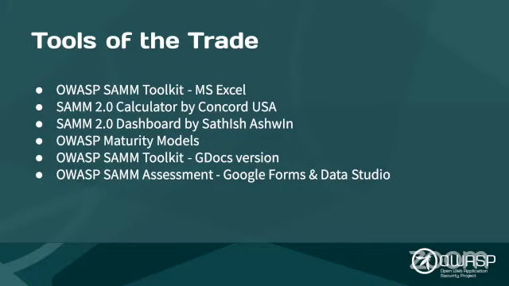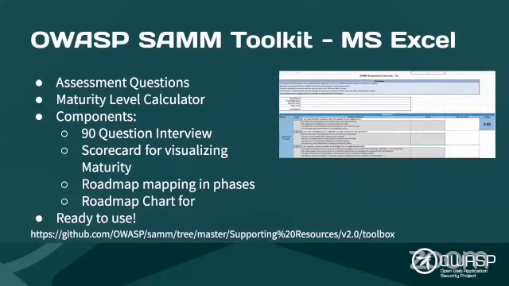As well as some other versions, the OWASP SAMM Toolkit, which is a Google Docs version of the Excel instance, which makes it a little bit easier for people to access who don't have Excel. And then the OWASP SAMM Assessment, which is a merging of the questionnaire into Google Forms along with Google Data Studio for visualization. So I'm going to jump into those individually and go through them in a little bit more detail.